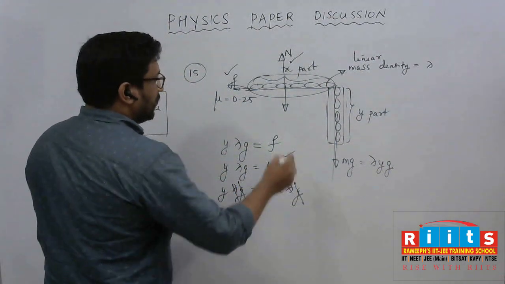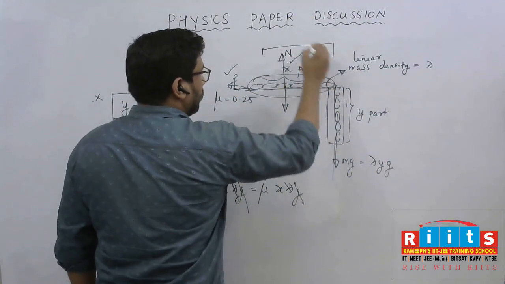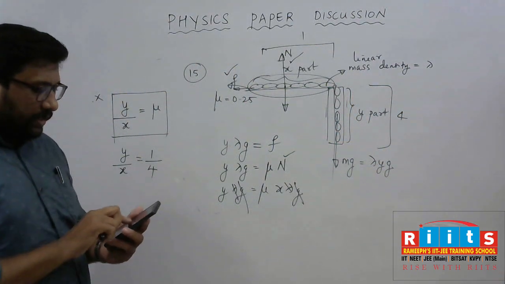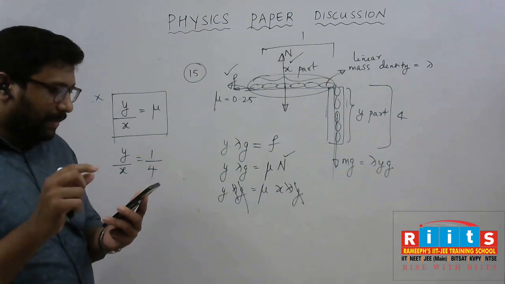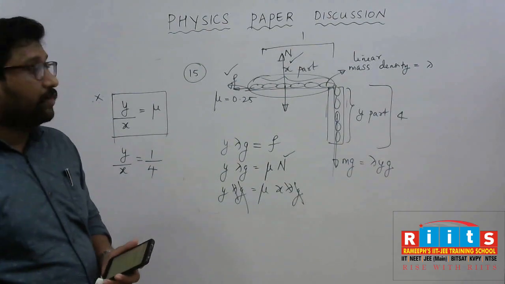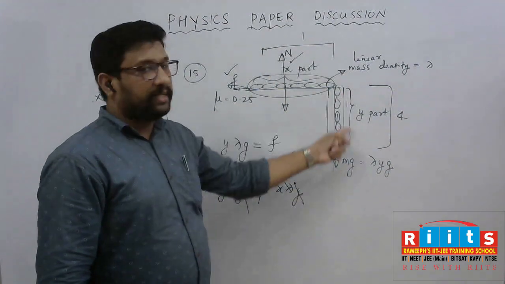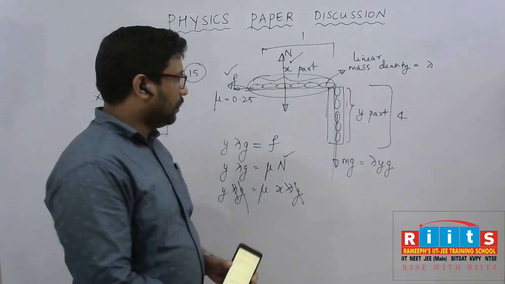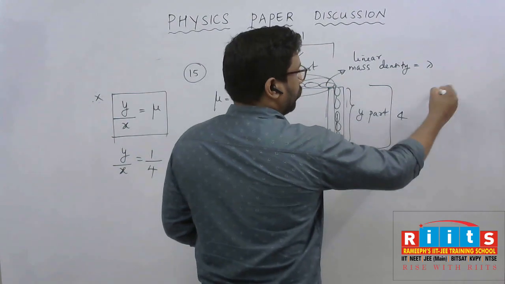So what is the idea? One part is lying on the table and 4 parts are hanging. The question asks what is the maximum fraction of the length of the chain that is hanging over the edge of the table. 4 parts are hanging, 1 part is lying on the table, totally 5 parts. Out of 5 parts, 4 are hanging. So the fraction which is hanging is 4 by 5.